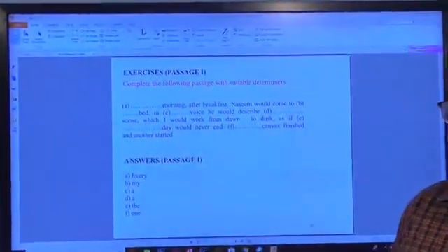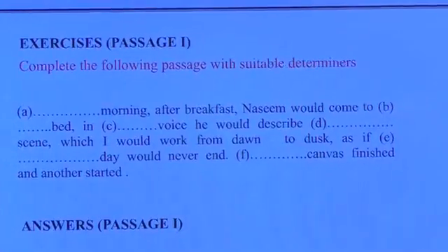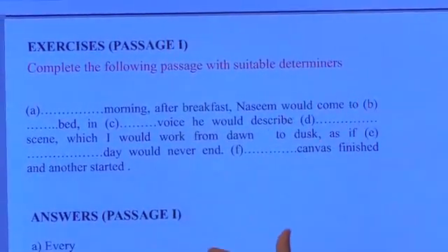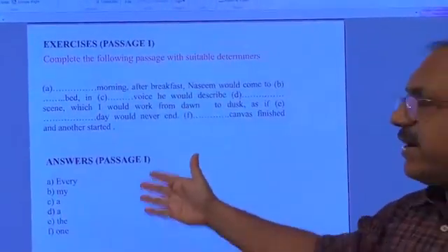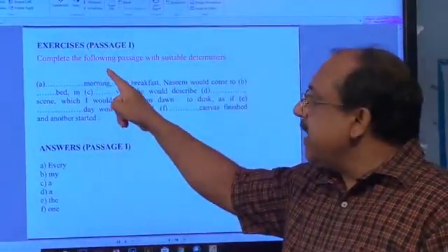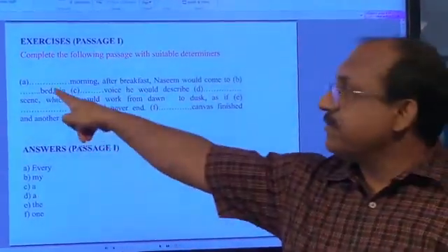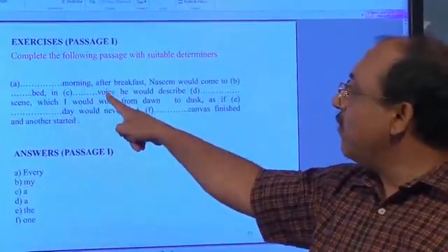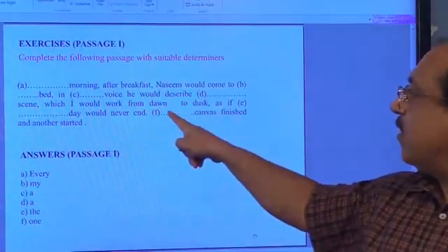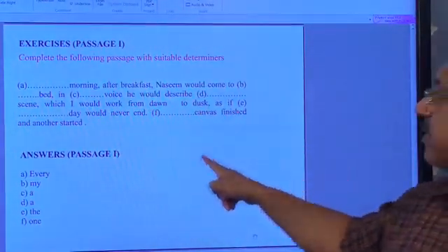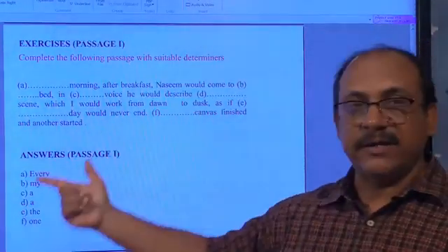Now we have read all the types of determiners, and on the basis of this reading and understanding we can attempt this exercise. It is a mixed exercise of mixed determiners. So we can have a reading of this one. Every morning after breakfast, Nasim would come to my bed. In a voice he would describe a scene which I would work from dawn to dusk as if the day would never end, and one canvas finished and another started.